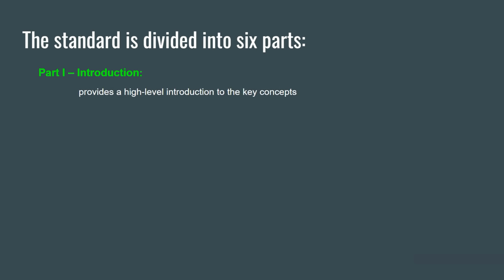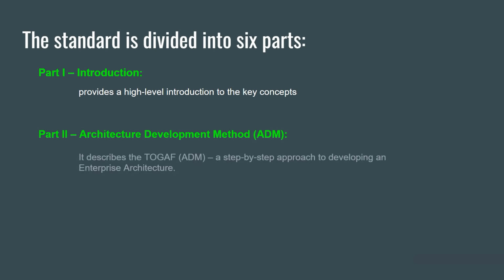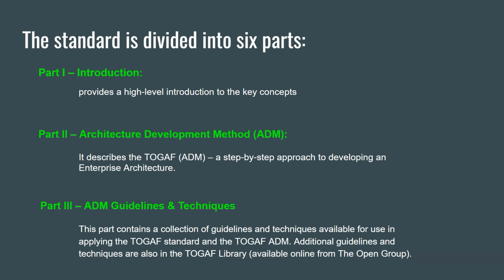Part 1 is the introduction, which gives the key concepts of this standard and framework. Part 2 is the architecture development method, a step-by-step approach for developing enterprise architectures. Part 3 talks about the ADM guidelines and techniques. These are a collection of guidelines and techniques that we can use while applying the TOGAF Standard and TOGAF ADM in enterprises. Some additional guidelines and techniques are also available as part of the TOGAF library, which is available online from OpenGroup.